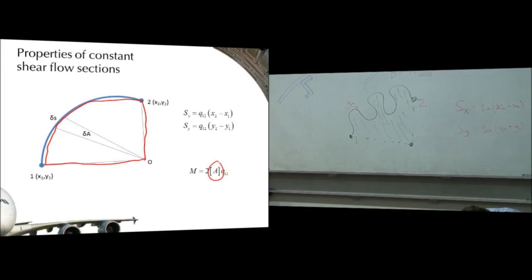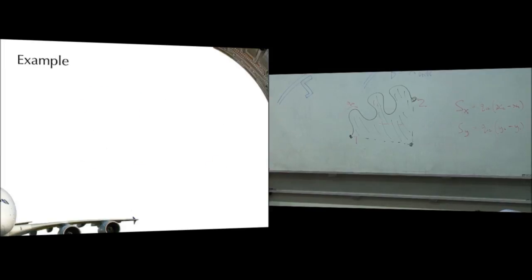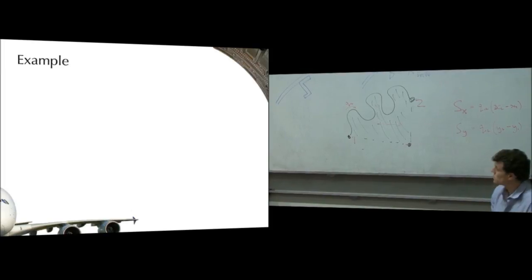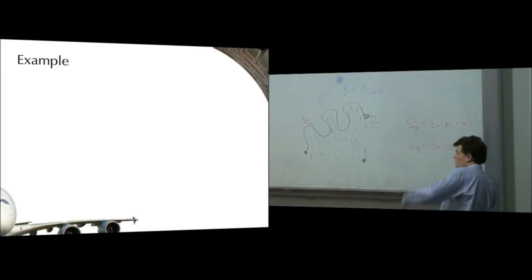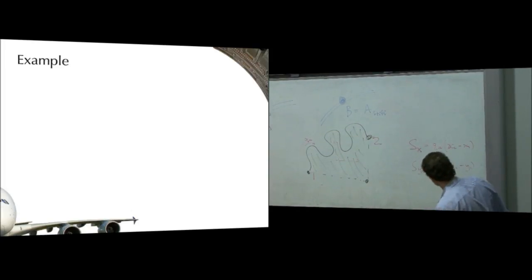Okay, so we'll do a simple shear flow problem for an open section, and then we'll learn about closed sections, and then we'll try and do our fuselage problem, because our fuselage is a closed section.